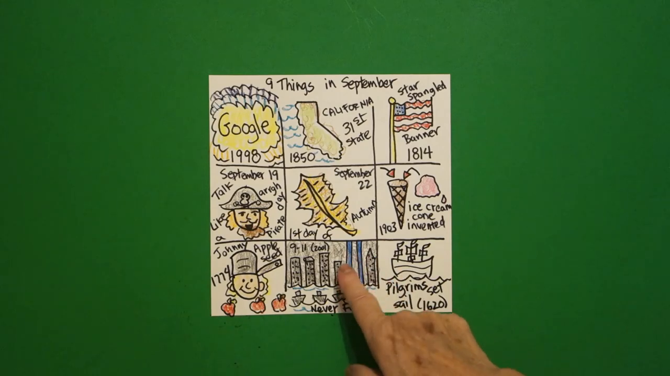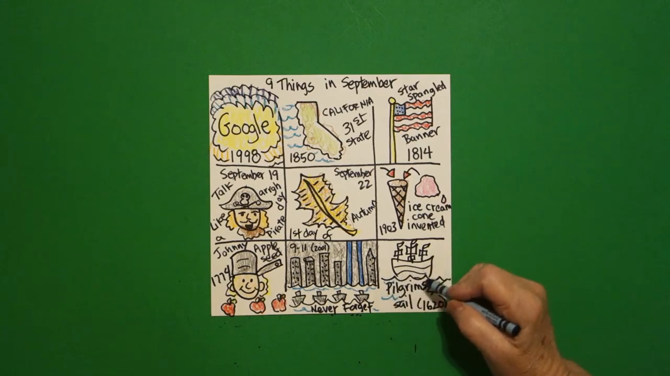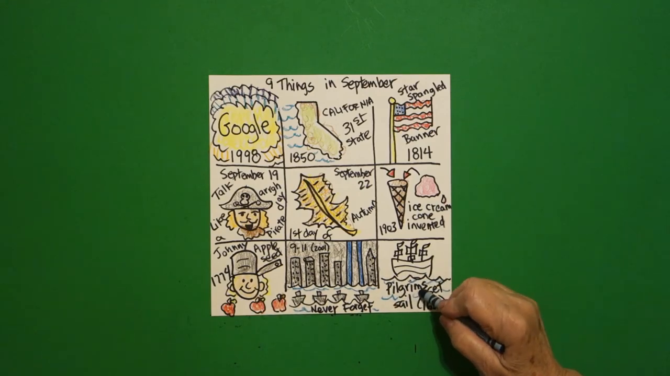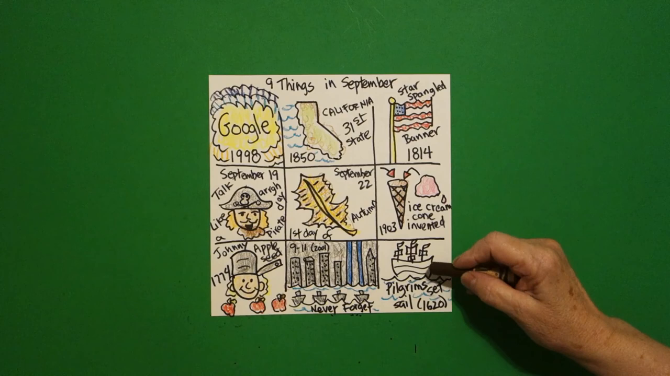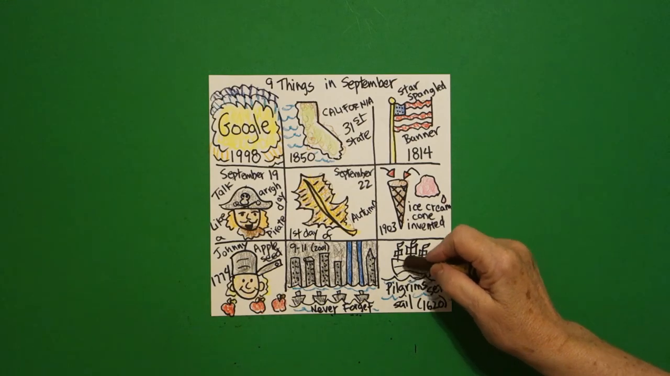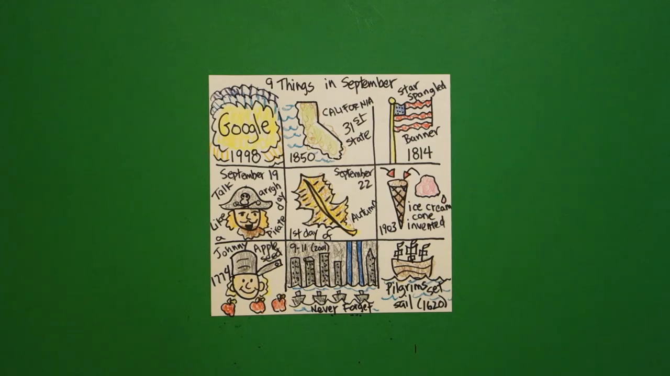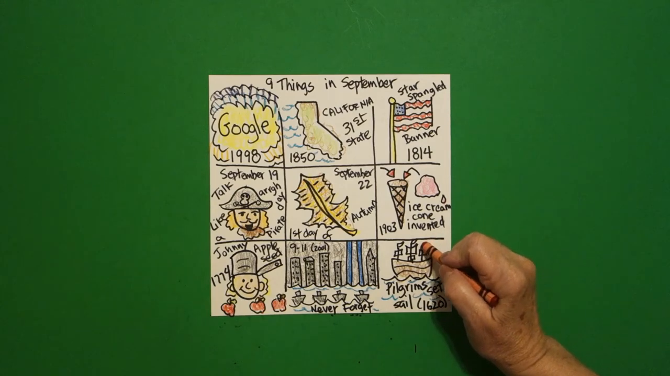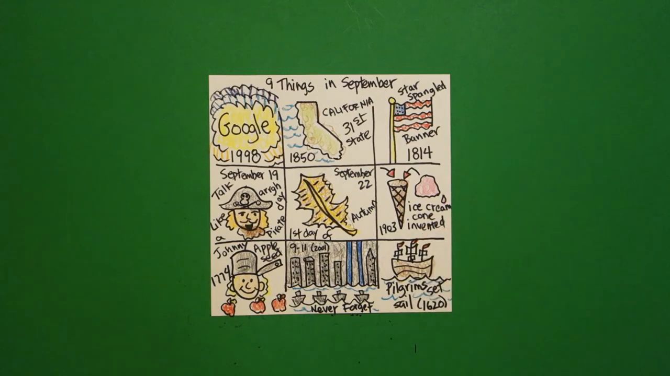All right, we did 9/11. Now we'll come over, put some blue for the ocean for those pilgrims to set sail. Little bit of brown for their boat, for their ship. And a touch of red. Okay, I think that's all.